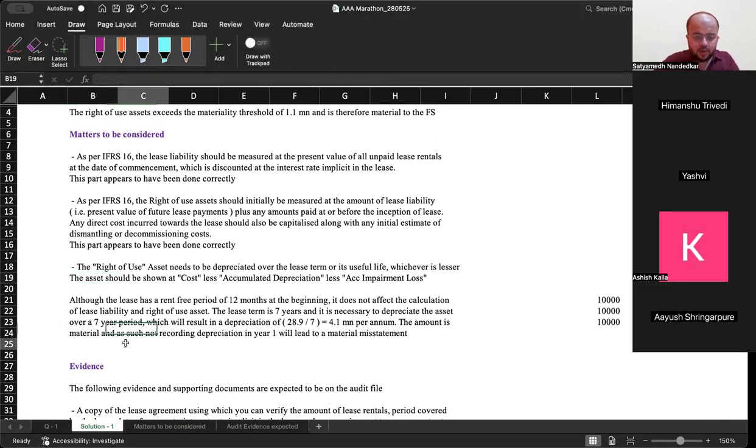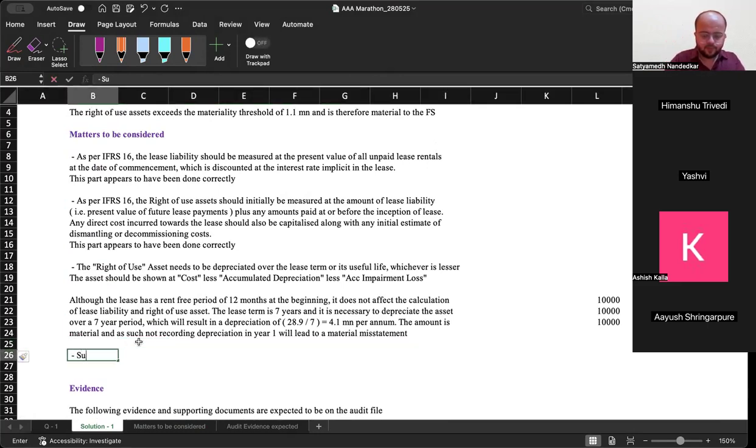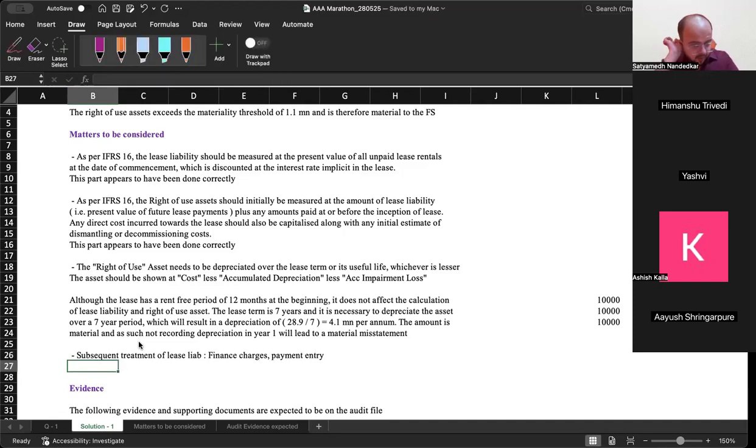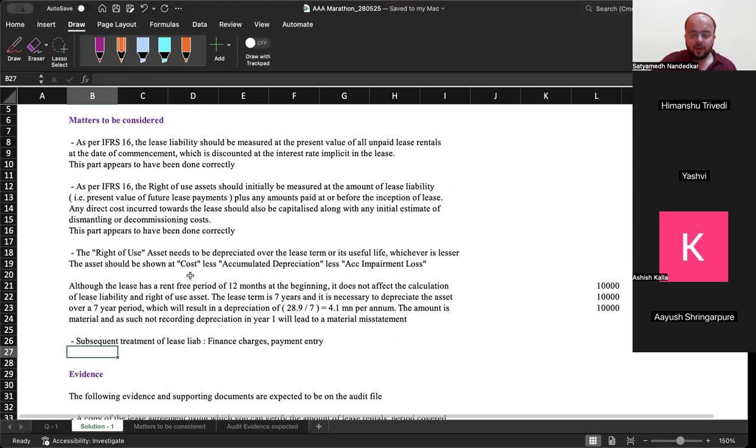Another thing that you should definitely write about is subsequent treatment of lease liability. यहाँ पे finance charges आएगा आपका and payment entry. ठीक है. This is the subsequent treatment. एक बार देख लो, have a look at it.